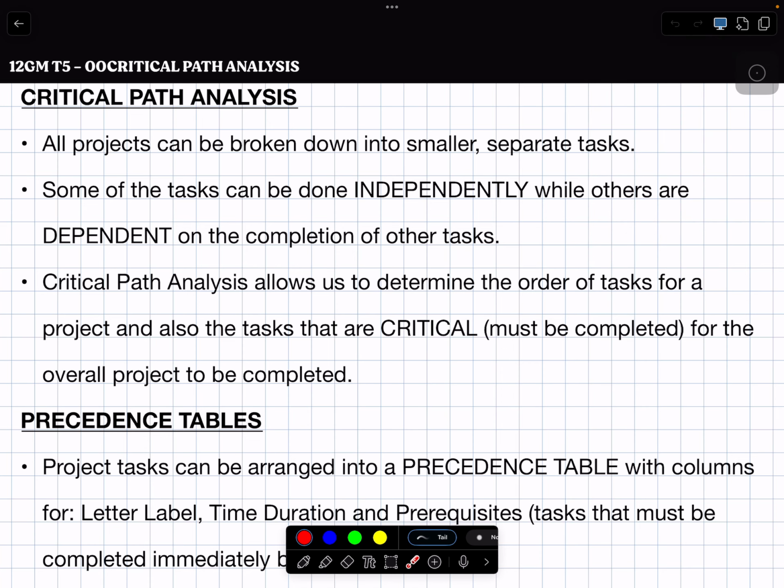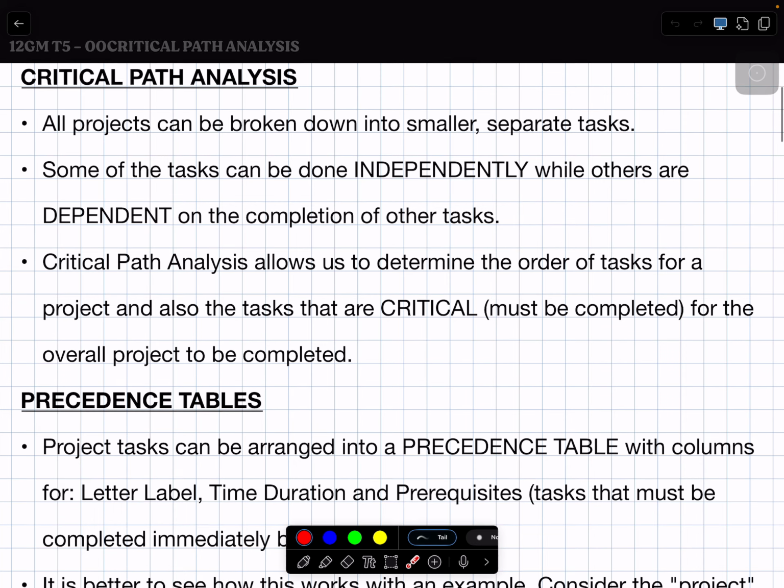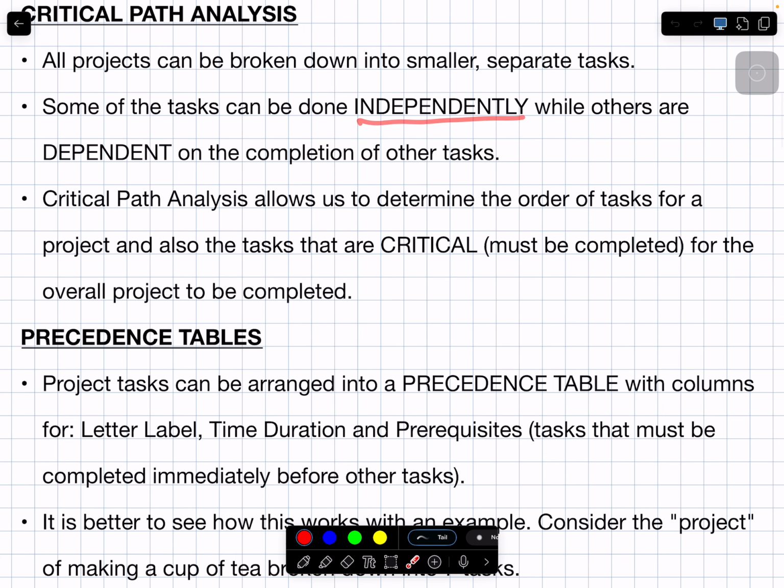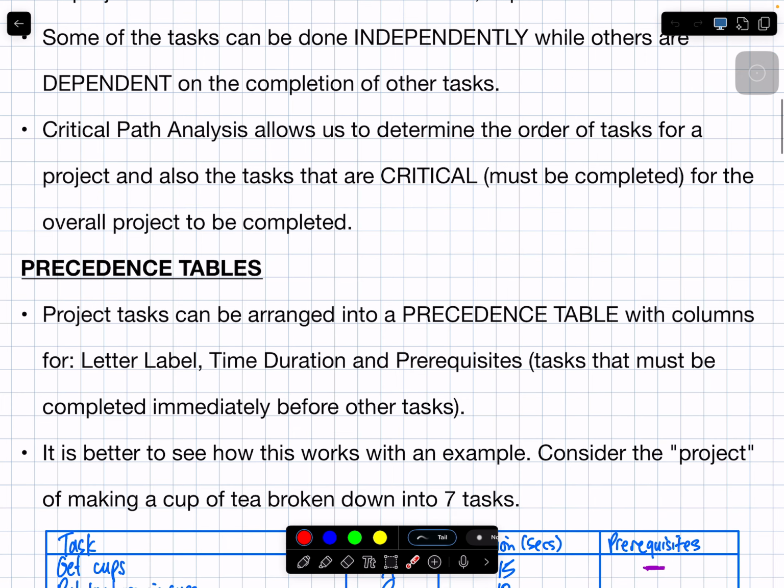Okay, the first half of this topic is going to hammer you with the idea of something called the critical path. So we start off with this idea that all projects can be broken down into smaller, separate individual tasks. Some of the tasks can be done independently, while others are dependent on the completion of other tasks to be done first. Critical path analysis allows us to determine the order that tasks need to happen, and also the tasks that are critical, which are the ones that must be completed for the overall project to be completed.